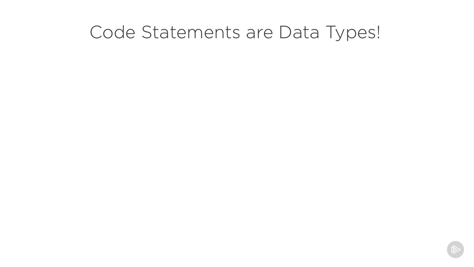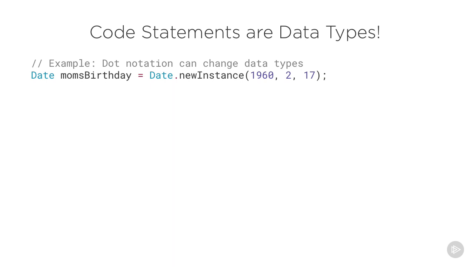The output of most code statements is an instance of a data type. Got that? Here's an example. Let's say I'm creating a new date variable called mom's birthday. I use dot notation and a global date method to create a specific date from scratch. By the way, this date here is not my mom's real birthday, but if you send me gifts, I'll take them anyways.